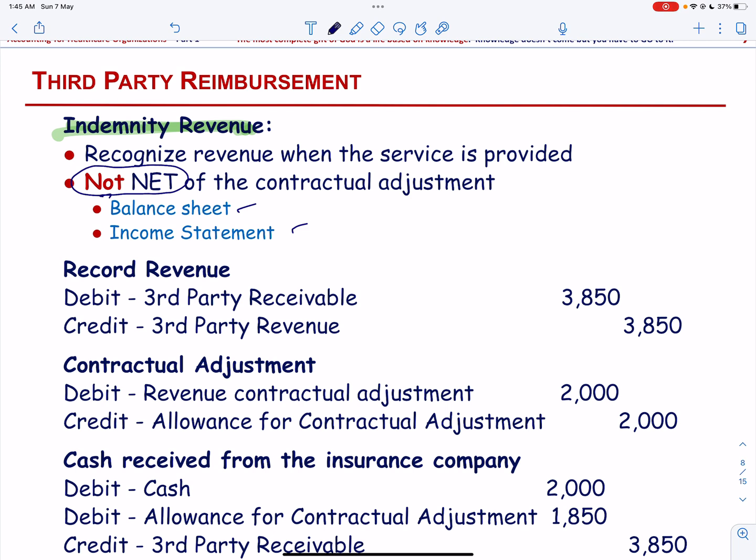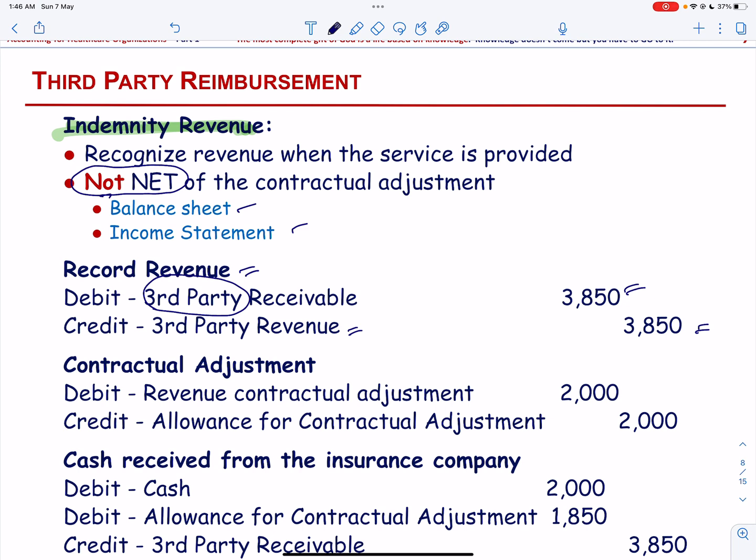When the hospital billed, they actually billed the insurance company and not the patient, and the journal entry to record the revenue is debit third party receivable 3,850 and credit third party revenue 3,850. You can notice that it is third party receivable and not patient receivable. And this is how we record the revenue and receivable for indemnity coverage.